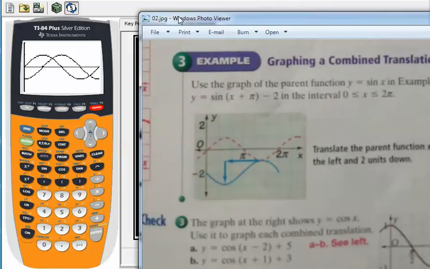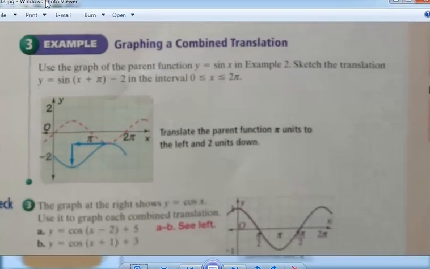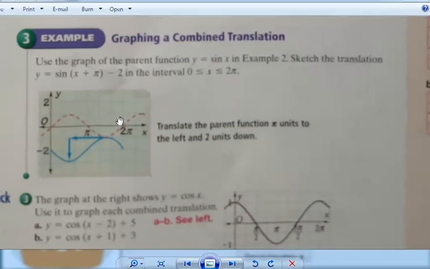Okay, let's take a look at example 3. And if you've watched this all the way up to 18 minutes, bravo. Okay, graphing a combined translation. Oh, this isn't so bad. This is where we're doing both at the same time. We're doing a phase shift where we're going to add or subtract something within the parentheses, and we're going to move it either up or down. And here's our interval, 0 to 2 pi.